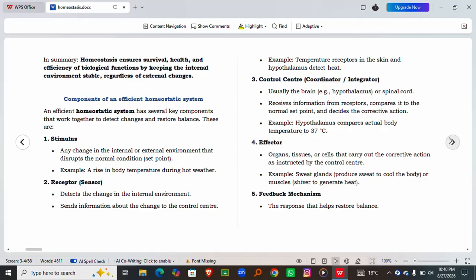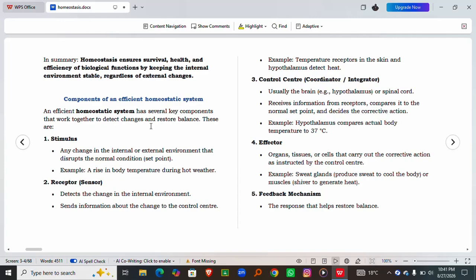So an efficient homeostatic system has very many components. The first one being the stimulus, the change that is going to happen within the internal or the external environment that is going to cause a disruption of the normal set point. There is something that's going to cause a change in a certain parameter or component of the body. For example, a rise in body temperature during hot weather. It is the hot weather that is going to cause a rise in body temperature.